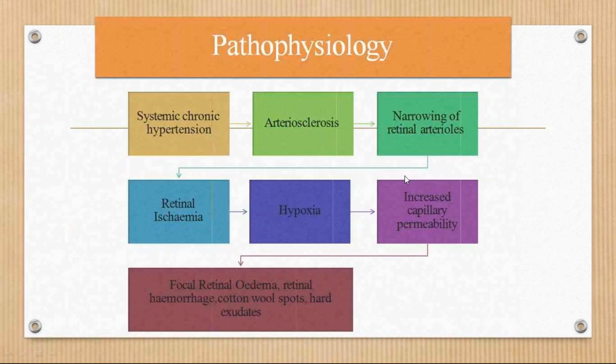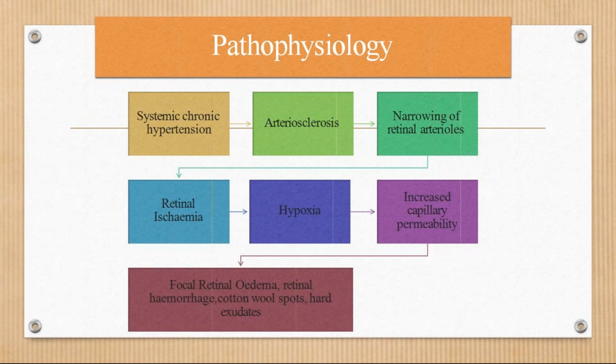Okay. So what happens? This is the pathophysiology. You can take it as a flowchart. It will be easy for you to write in your exams. So what happens when there is systemic chronic hypertension? There will be arteriosclerosis, followed by narrowing of the retinal arterioles. Once there is narrowing of the retinal arterioles, there will be decreased blood supply to the retina, which leads to ischemia.